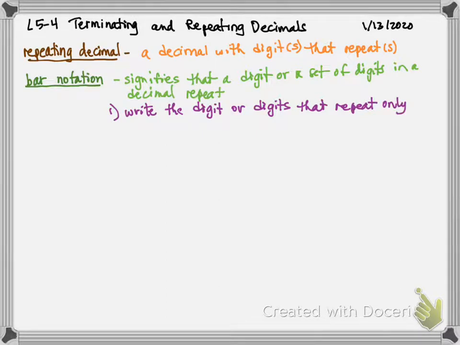Only one time. Okay, so you're only going to write what repeats once, right? Then you're going to draw a bar. So it kind of looks like this, our bar notation, whoosh, over the digits that repeat. Draw a bar over the digit or digits that repeat.